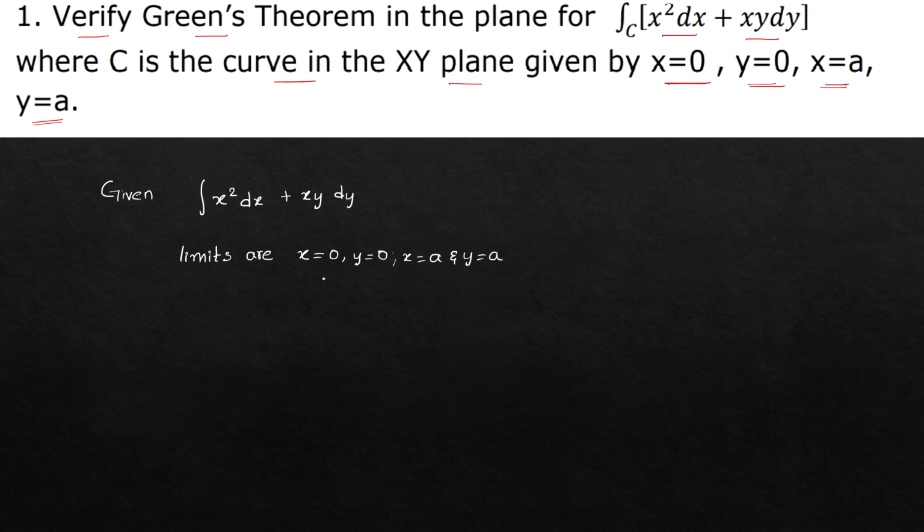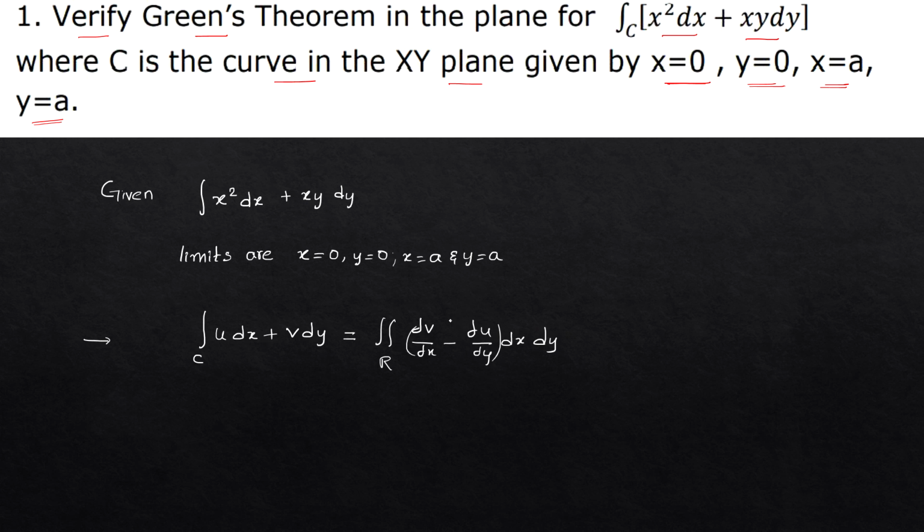That means we have to know how to approach the problem. See, let me write the Green's theorem statement. Green's theorem states that integral over the closed loop u dx plus v dy should be equal to double integral over the region dou v by dou x minus dou u by dou y dx dy. This is the Green's theorem statement.